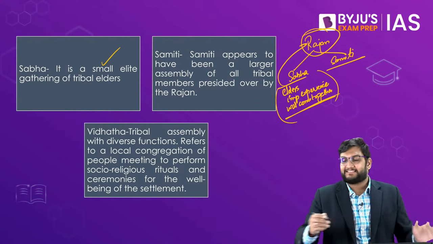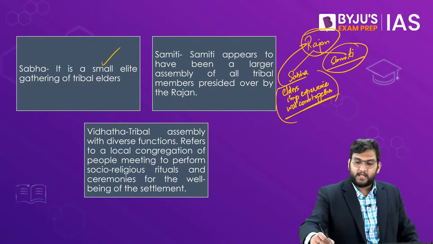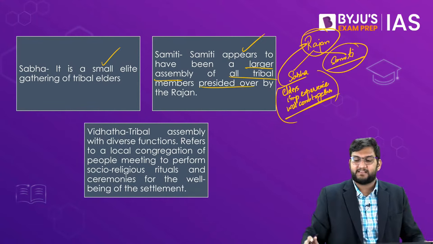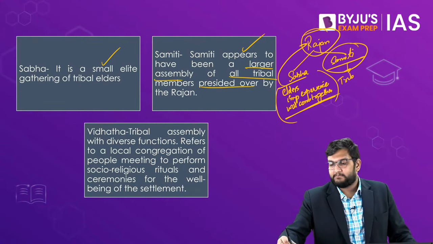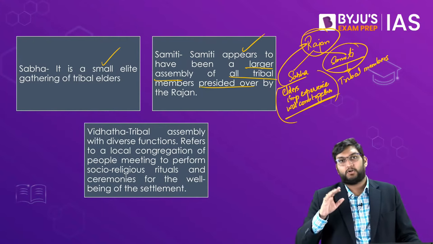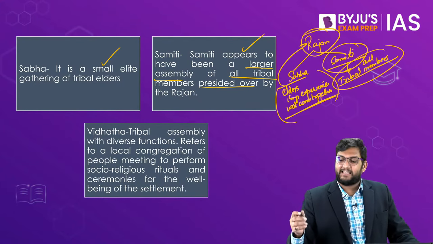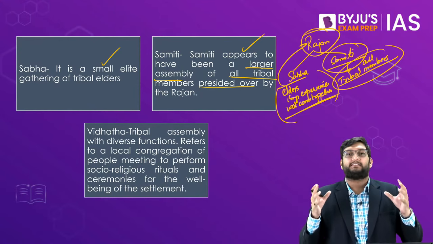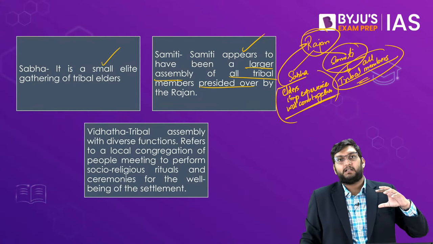Then we have the Samiti. Samiti is like a general committee in which everybody is allowed, which appears to have been a larger assembly of all tribal members presided by the Rajan. Meaning, these are all the tribal members. And in this, even women were allowed from time to time. So it is not that women were not allowed. Tribal members, all members. So this is like the whole clan, the whole tribe, takes a decision. So it takes it via the Samiti. So Samiti is a general body.